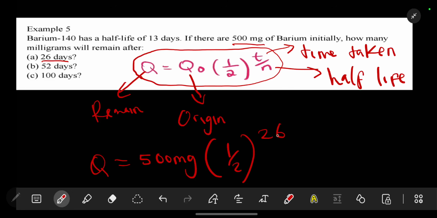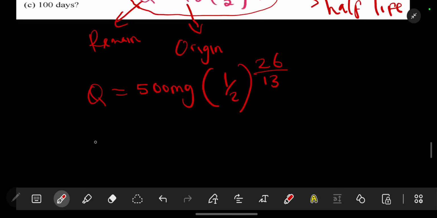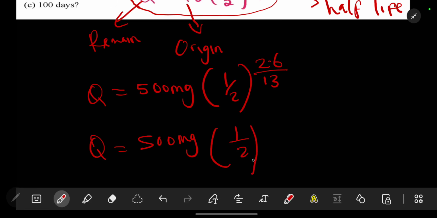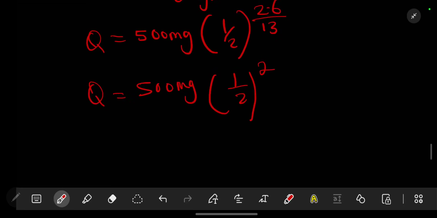So we have the 26. This time is for time taken, then over the half-life, which is your N in this case, the 13. What you can just know is that the half-life is always the denominator. So we have Q equal to 500 milligrams, to the power of 1 over 2, where 26 divided by 13 is 2.